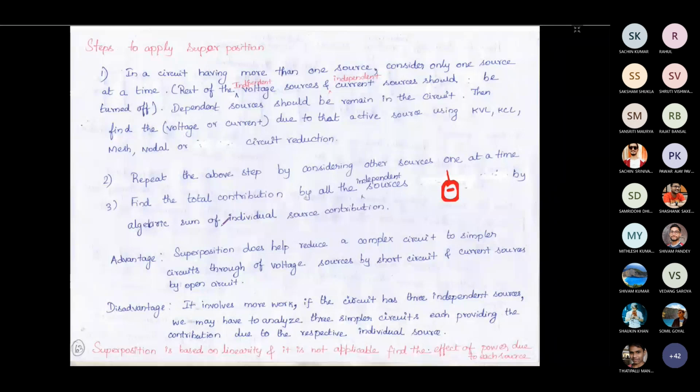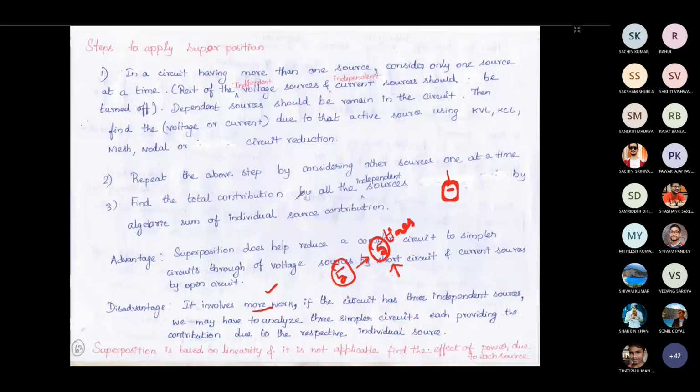Then the disadvantage is that it involves more work. Like our previous cases, it takes a long time to solve the circuit. If you have five sources in a circuit, you need to reduce the circuit five times in order to find the current or the voltage across any particular element. So if the number of sources increases, this becomes a more time-consuming process.